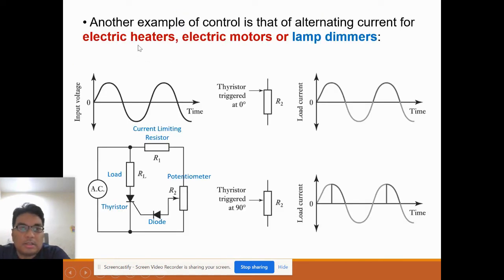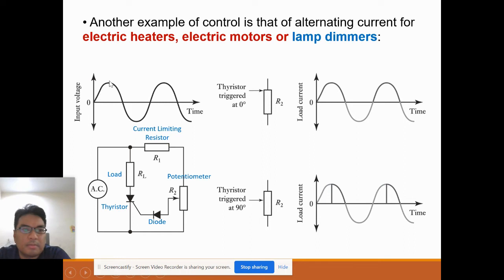So this is a real example of how you can control the current for electric heaters, electric motors or lamps. We take the example of lamp dimmers. I think most of you have experience of this in your house, maybe a lamp dimmer, where you can have a bright or dimmer light in your room.